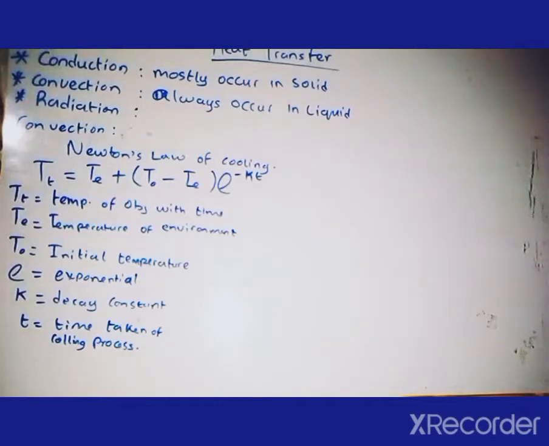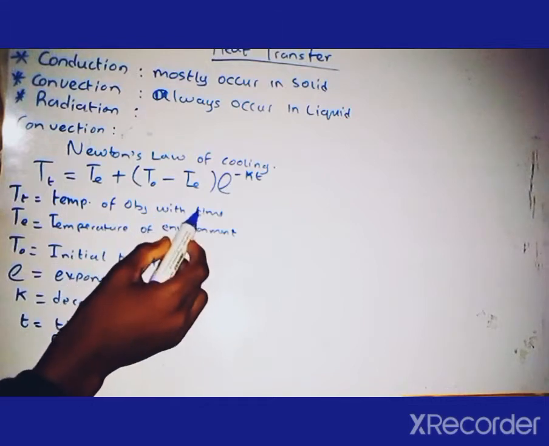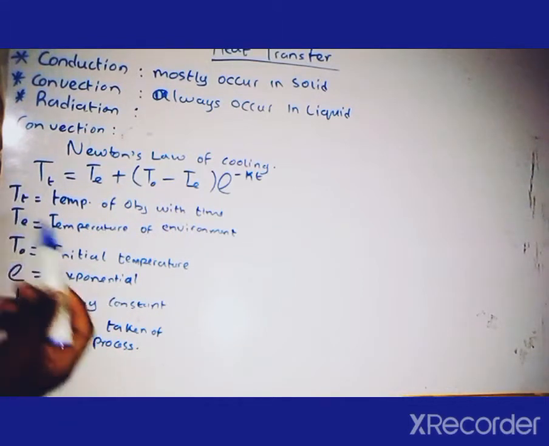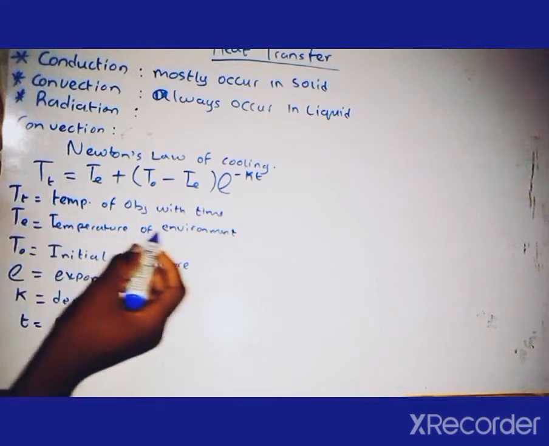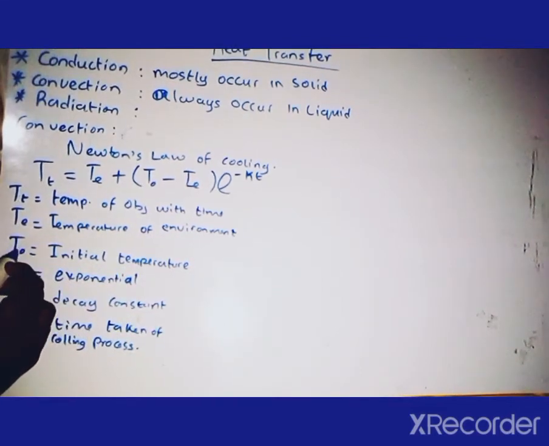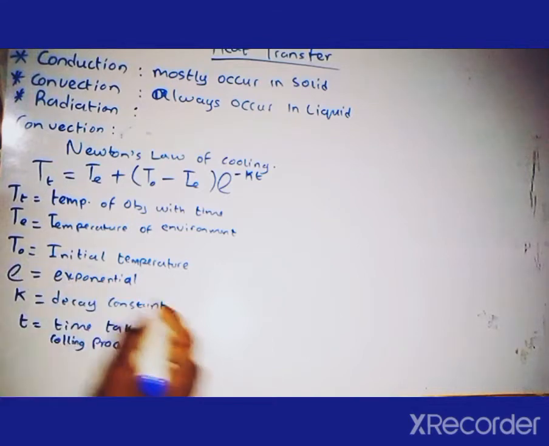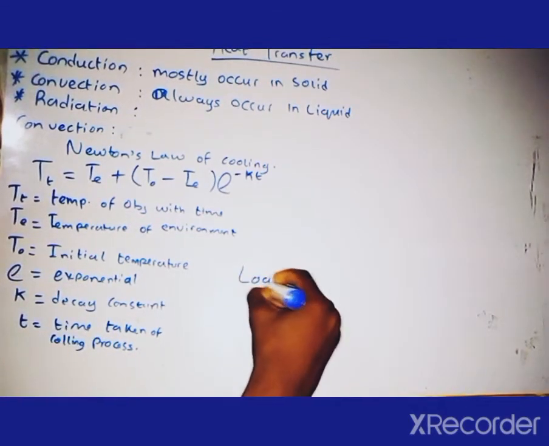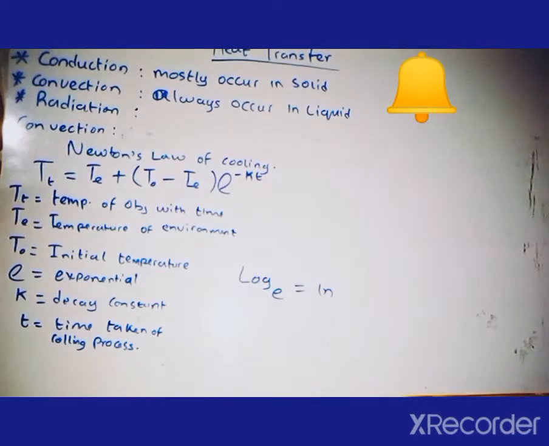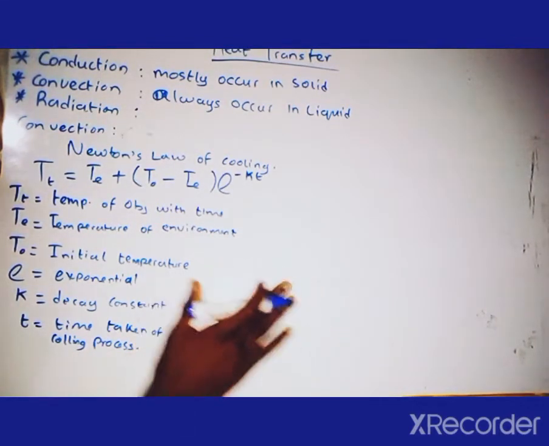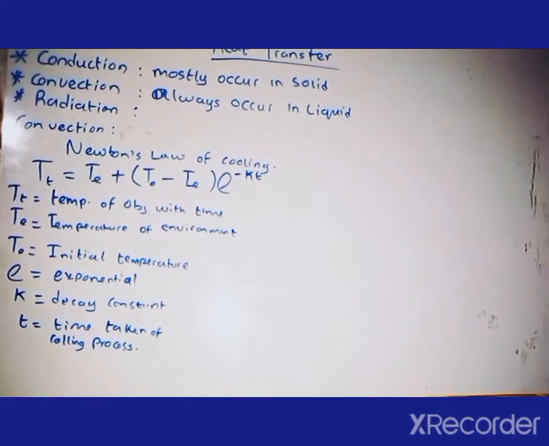This is the equation. T represents the temperature of the object at a specific time. T_E, also written T_S, is the temperature of the environment or surrounding. T0 is the initial temperature. E here is the exponential, so we apply the natural log, ln, to it. K here is the decay constant, and t is the time taken for the cooling process.